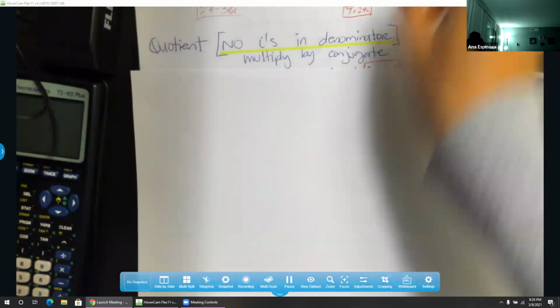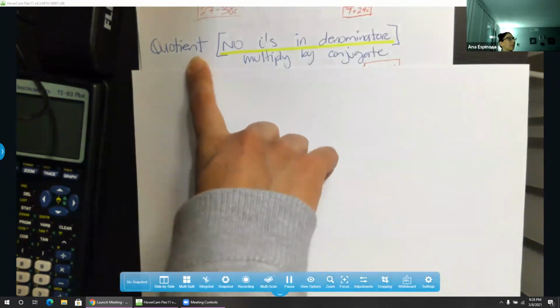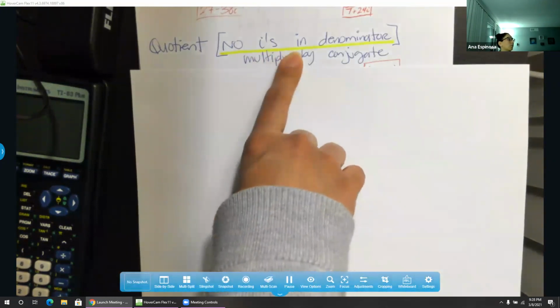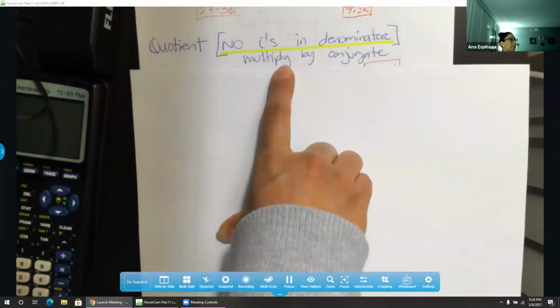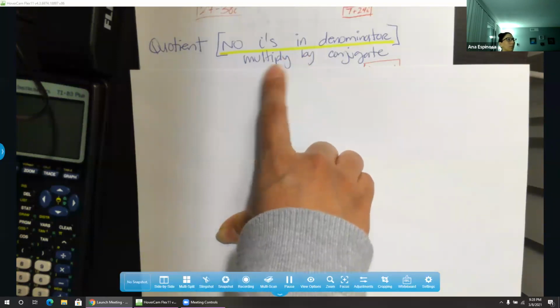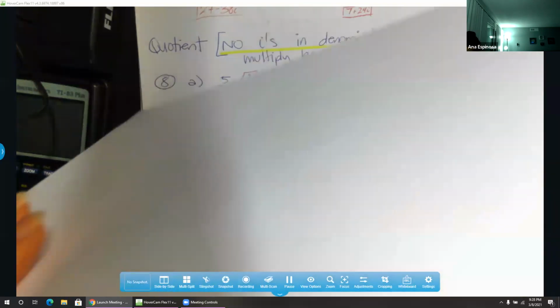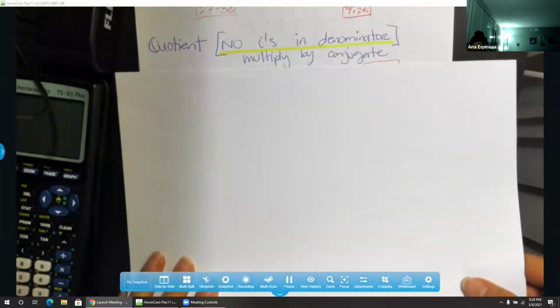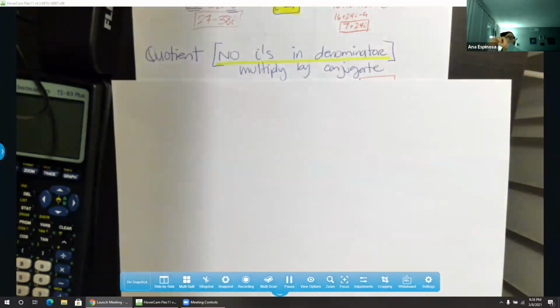Again, when you are dealing with these quotients, the division, you have to make sure you remember that there are no i's in the denom. No i's in the denom. And you are also going to remember this rule. It's multiplying by the conjugate. The conjugate, so I'm going to go over that first, okay? But more importantly, no i's in the denom, and multiply by the conjugate.